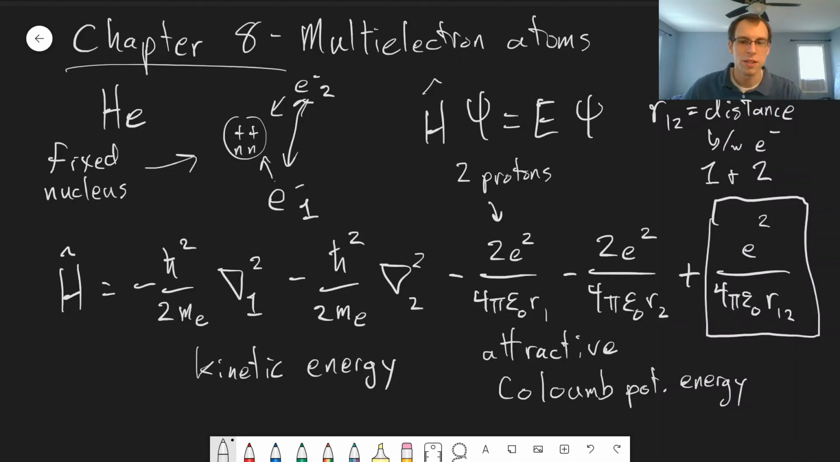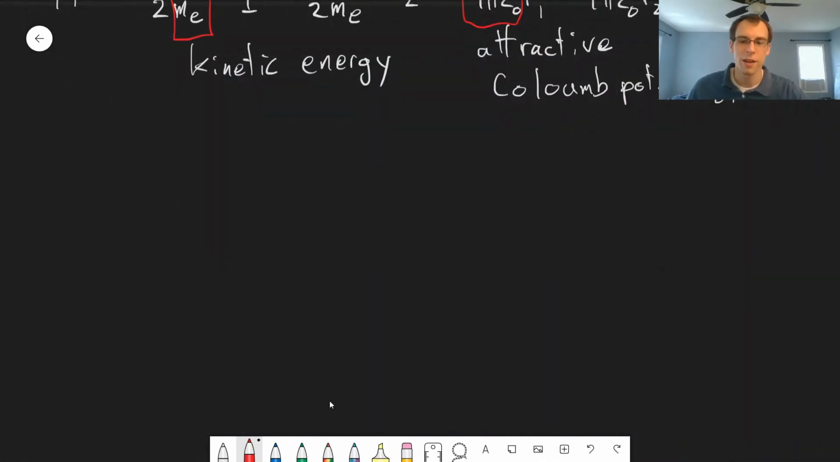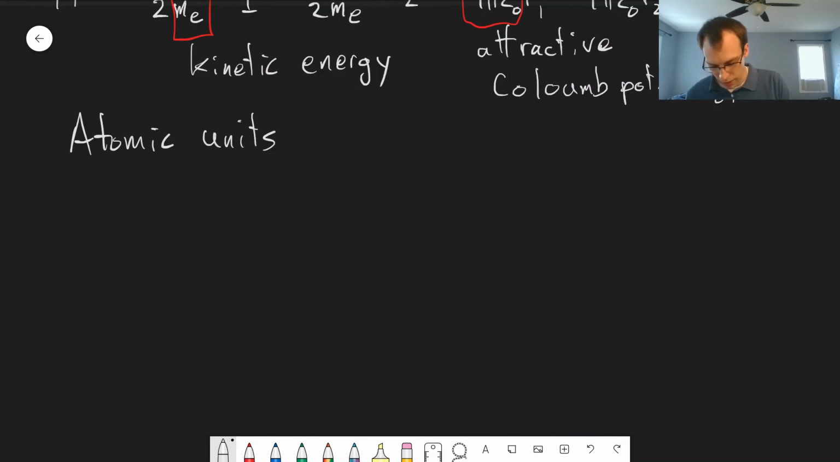One other thing we can do is, we have a lot of terms that show up over and over again. For example, lots of h bars show up, the mass of the electron constantly showing up, and this 4 pi epsilon naught. And so to simplify things, theoretical chemists use a set of units, not equations, that we call atomic units. This lets us write things in simpler units, and then we use different unit conversions.